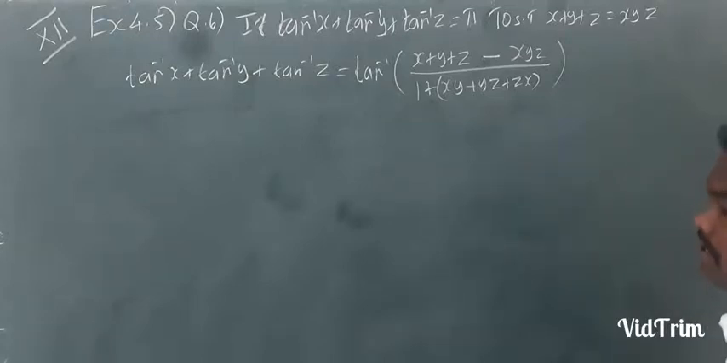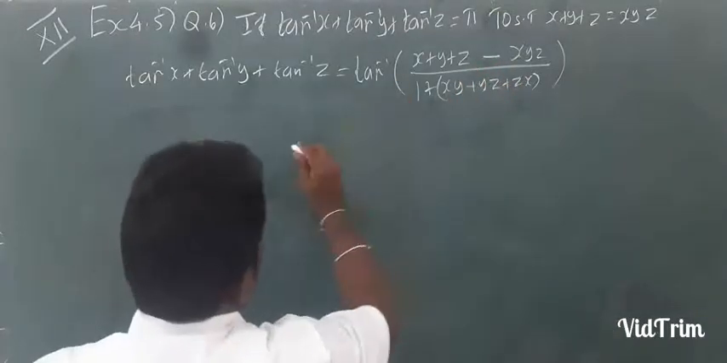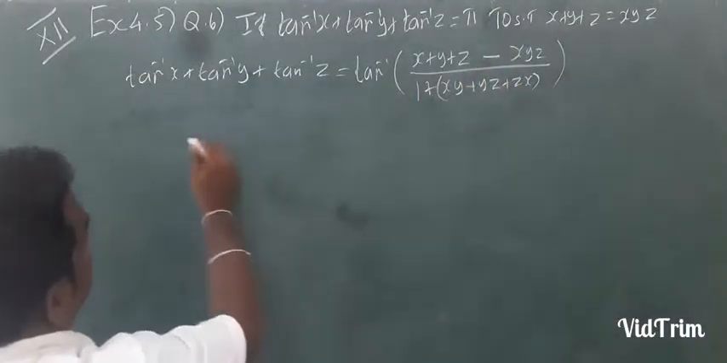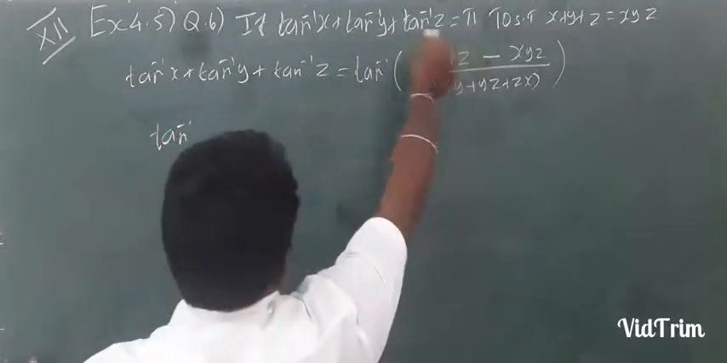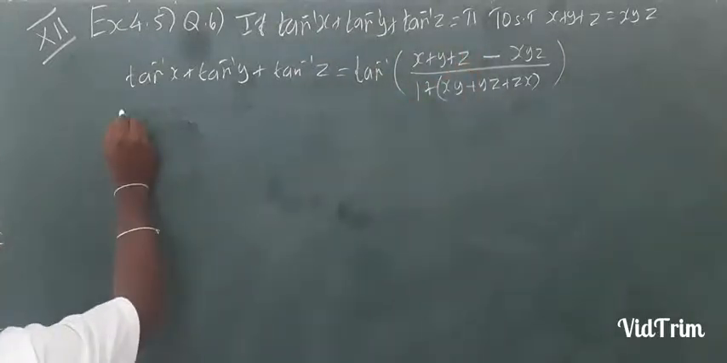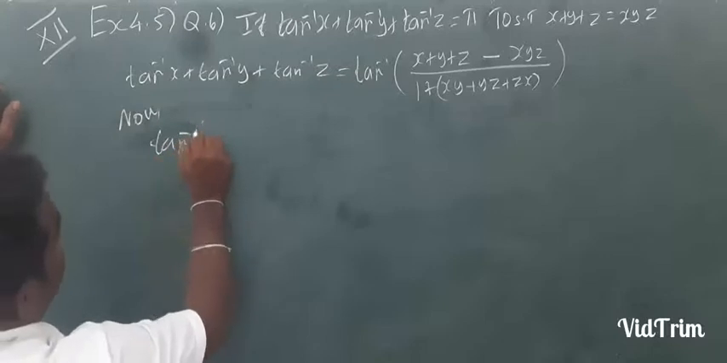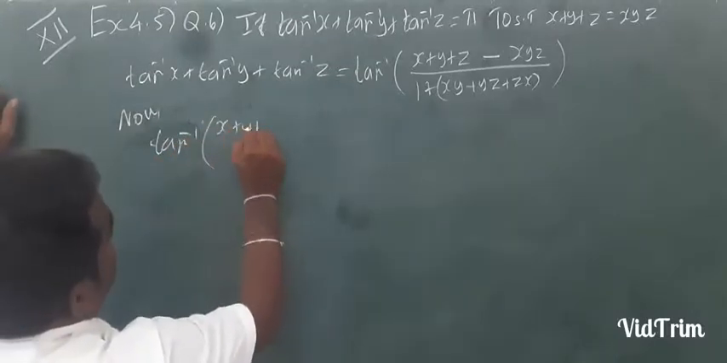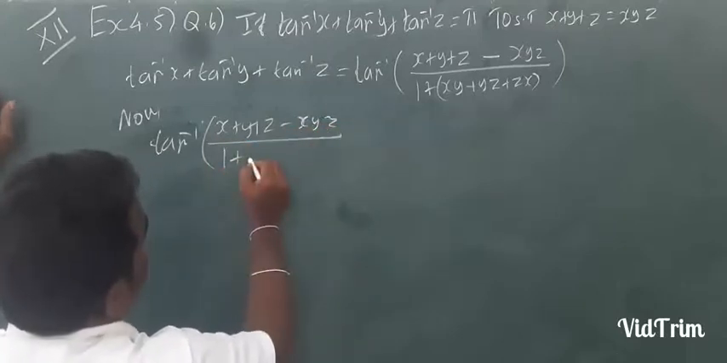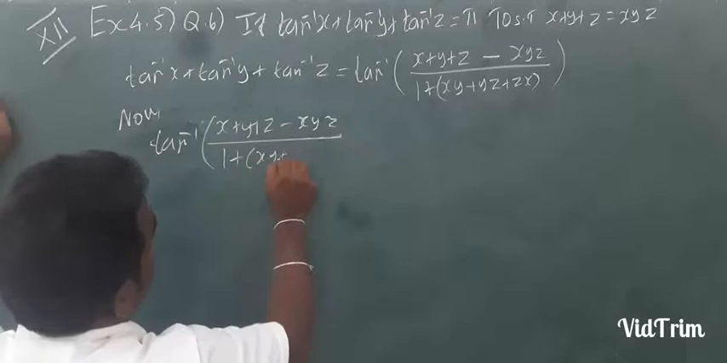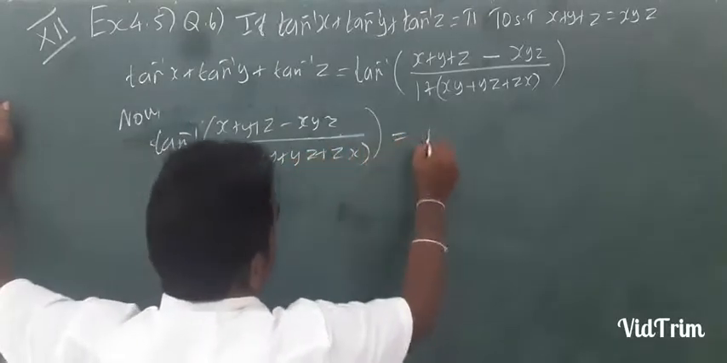You just check it out of your textbook. Now we select this one, tan inverse. Now we will write in the given equation: tan inverse of (x plus y plus z minus xyz) whole divided by (1 plus xy plus yz plus zx) is equal to pi.